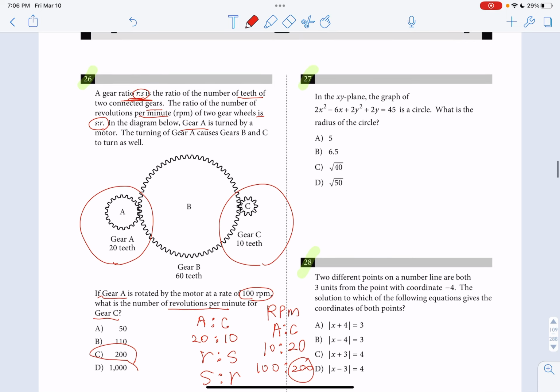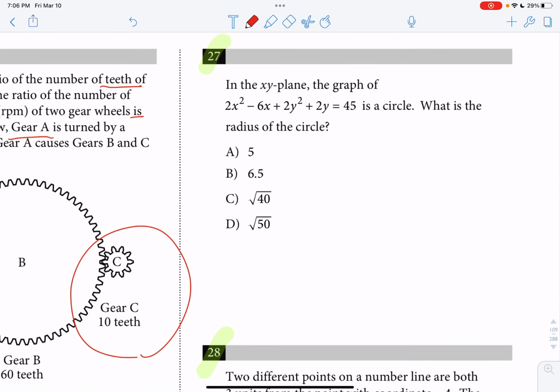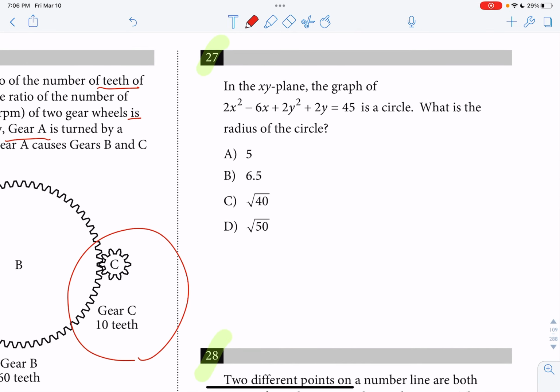And then in the xy plane, the graph of 2x squared minus 6x plus 2y squared plus 2y equals 45 is a circle. What is the radius? If this is given as a circle, we have to change it into the standard form of a circle, which is x minus h squared plus y minus k squared equals r squared, where (h, k) is the center of the circle, and the radius will be r.